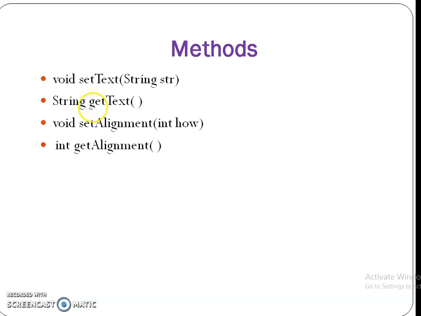method. And if you want to get the string inside the label, that time we can use the getText method. It returns the string. So these four methods are related with the labels, the most important methods in the label.